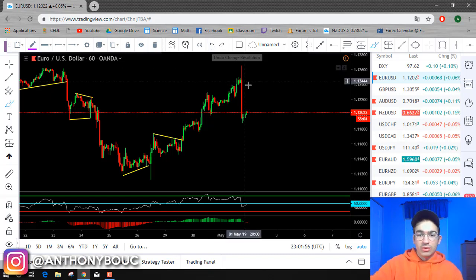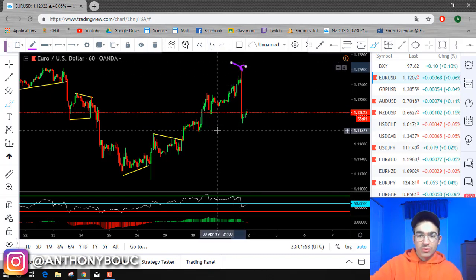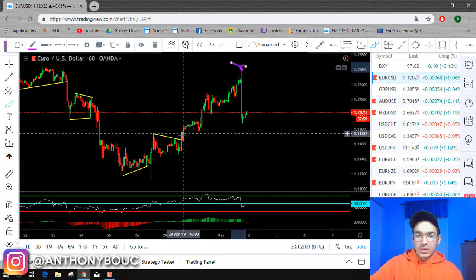And so this is basically what happened here. So I get out of the trade around those levels. That was an amazing trade. So as I showed you guys, the entry was around here and the exit was around there.